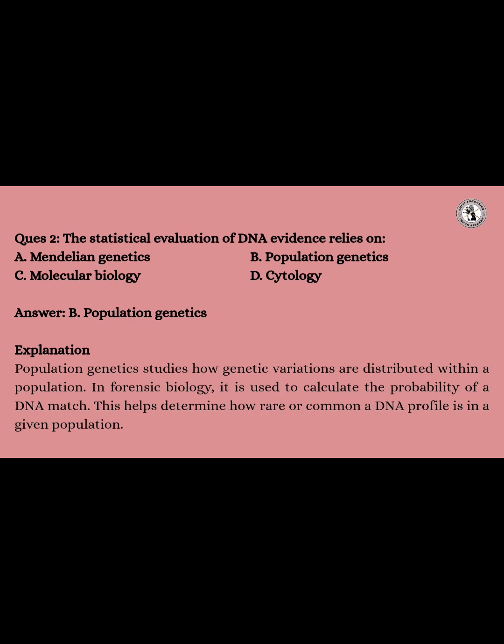Our next question is, the statistical evaluation of DNA evidence relies on option A, Mendelian genetics, B, population genetics, C, molecular biology, D, cytology. Answer is B, population genetics. Explanation: population genetics studies how genetic variations are distributed within a population. In forensic biology, it is used to calculate the probability of a DNA match. This helps determine how rare or common a DNA profile is in a given population.